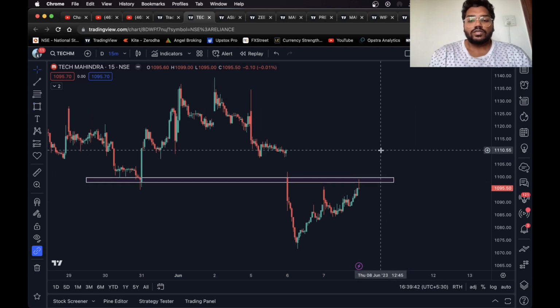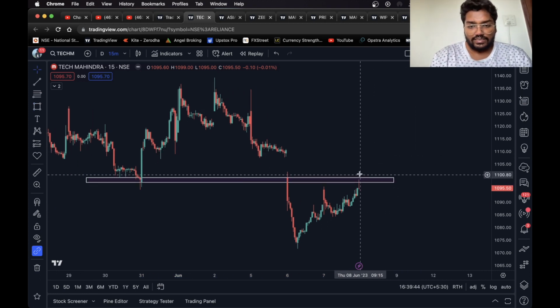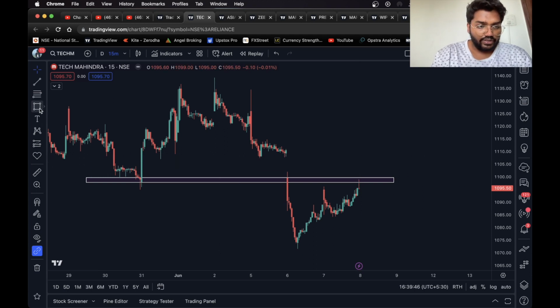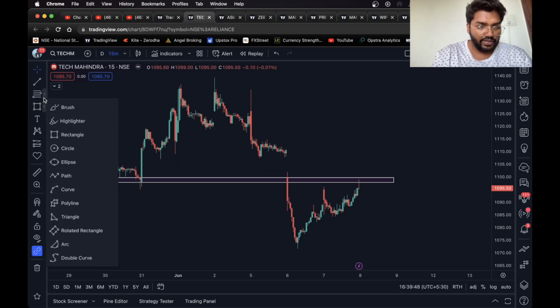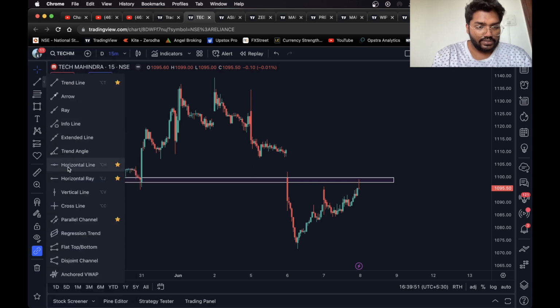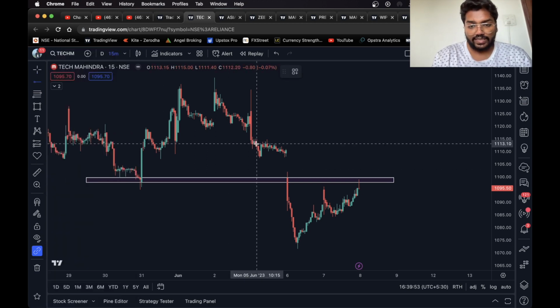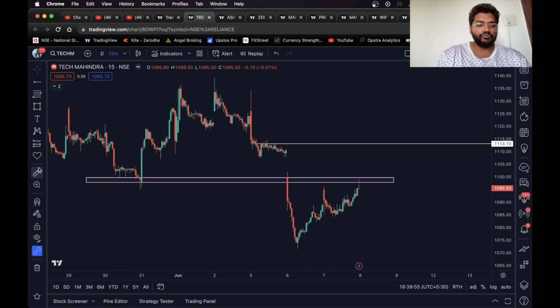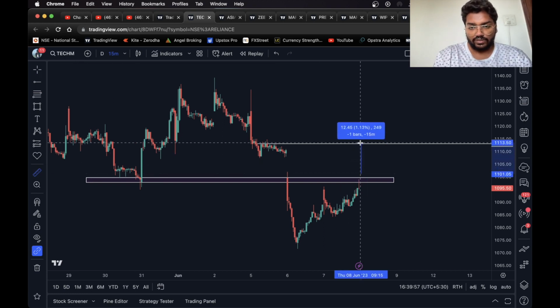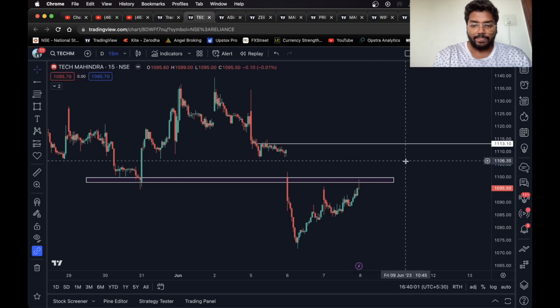If the stock sustains above this level, if it gives a strong bullish breakout of this level, we can take a long entry and we can consider this as our first target. I'll just check how big this is. This is 1%, 1.1%, which is perfect for intraday.